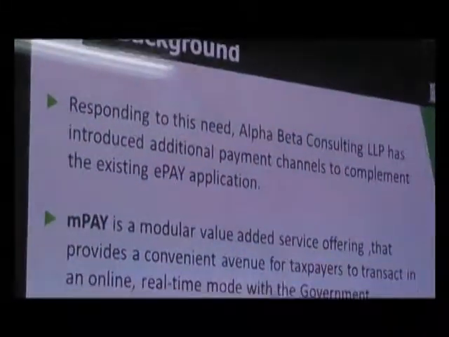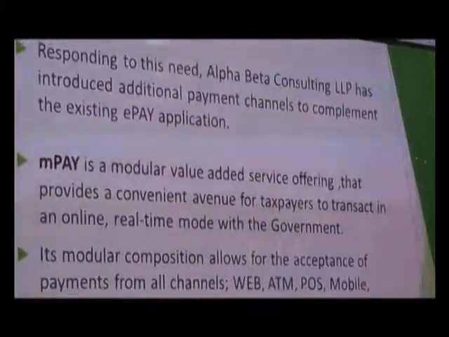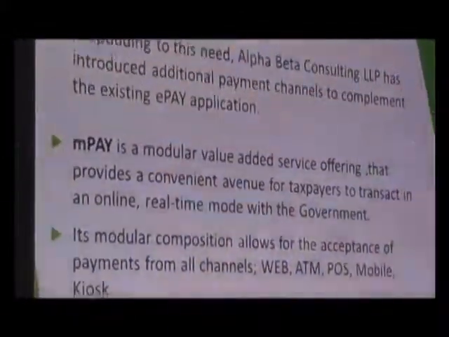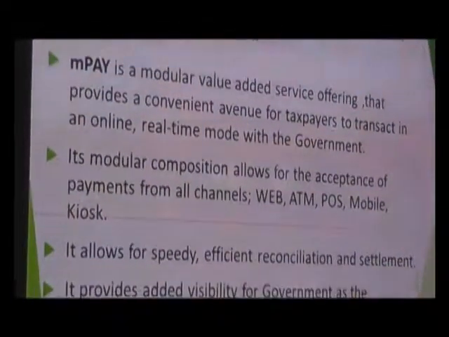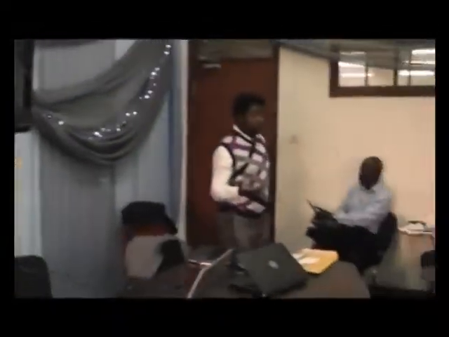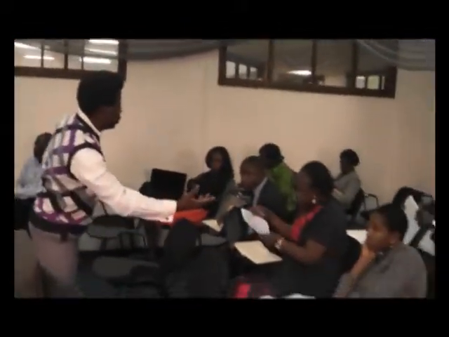So what is mPay? mPay is a modular value-added service offering that provides a convenient avenue for taxpayers to transact in an online, real-time mode with the government. When I say online, you all know the meaning of online. You send me mail, and you only receive my mail if you are online. If it's offline, you won't be able to receive my mail. You understand? That means you are connected online.